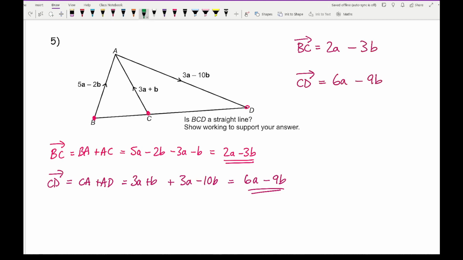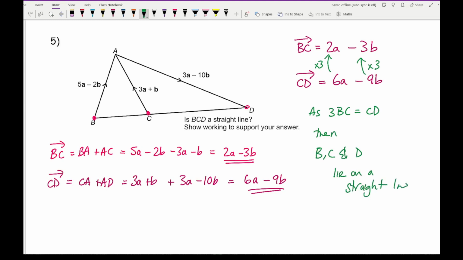And I try to think of what the common multiplier is going to be. To get from 2A to 6A, I need to multiply by 3, and for 3B to 9B, I multiply by 3. So here, as 3 lots of BC is equal to CD, then B, C, and D lie on a straight line. And there is my final answer.